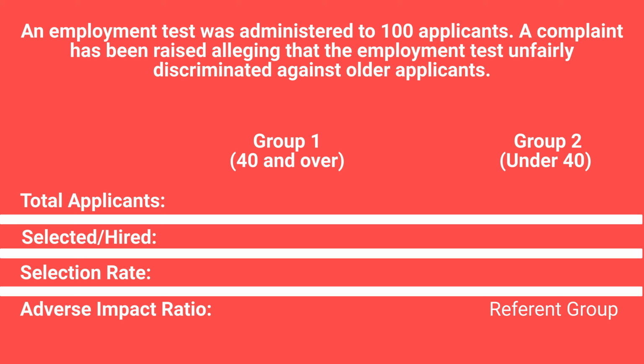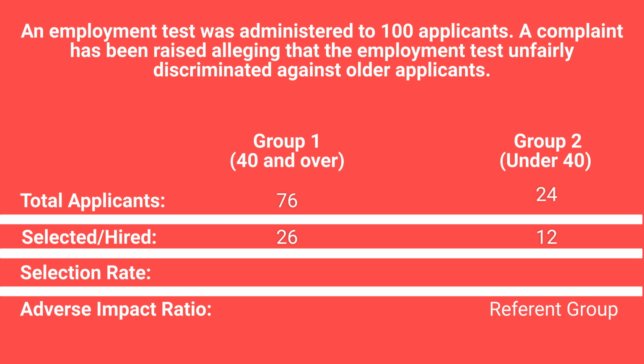For the purpose of this video, we will compare two groups. Applicants who are age 40 and above will be Group 1, and applicants who are under 40 will be Group 2. When the applicants are divided up into these groups, 76 applicants are in Group 1 and 24 in Group 2. Based on the results of the employment test, 26 applicants from Group 1 are hired while 12 are hired from Group 2. Next, we calculate the selection rate for each group.